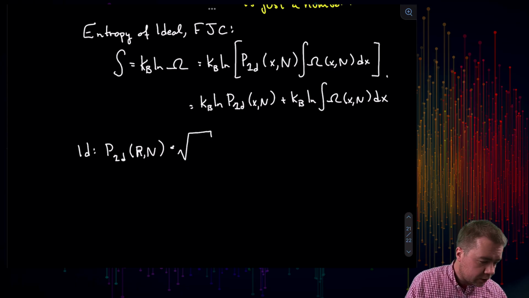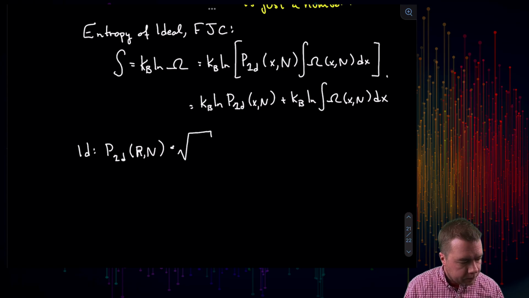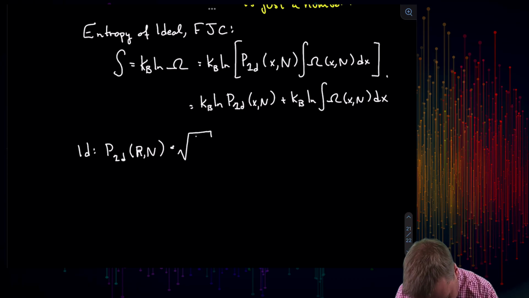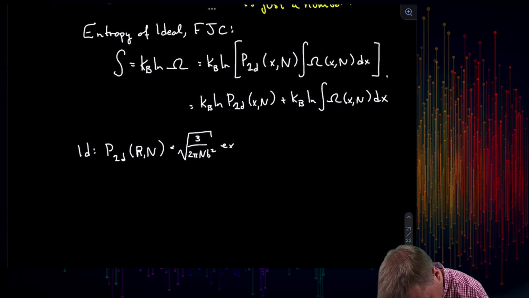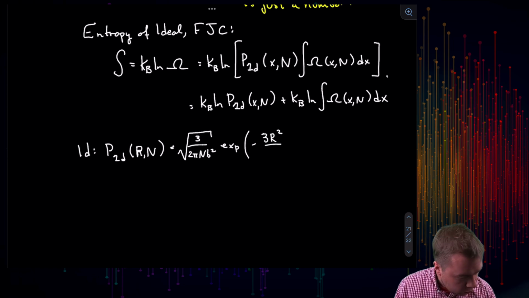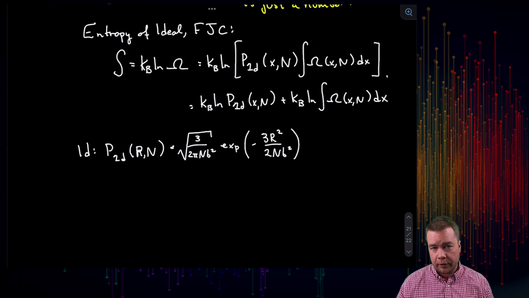Well, I'll give you what it is because there's going to be some changes from what we talked about last time, because we're talking about a polymer now and not a person walking down the alleyway. So what this ends up being is the square root of 3 divided by 2 pi n b squared, and those are the same parameters from the ideal polymer chain, multiplied by the exponential of minus 3r squared over 2nb squared. So this is the conversion from that probability that I showed you for the random walk to what it is for the polymer chain.